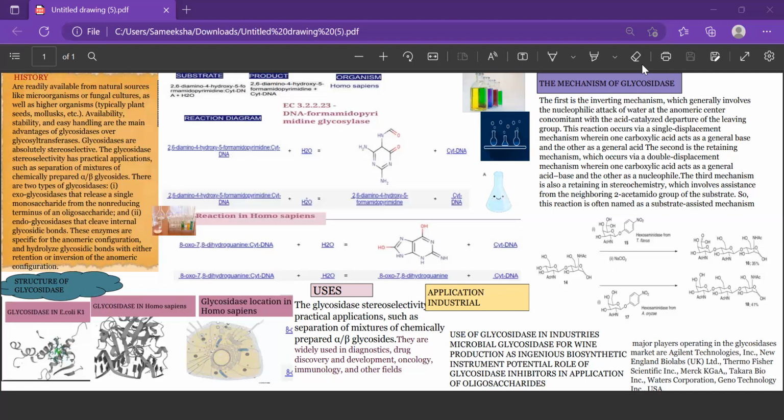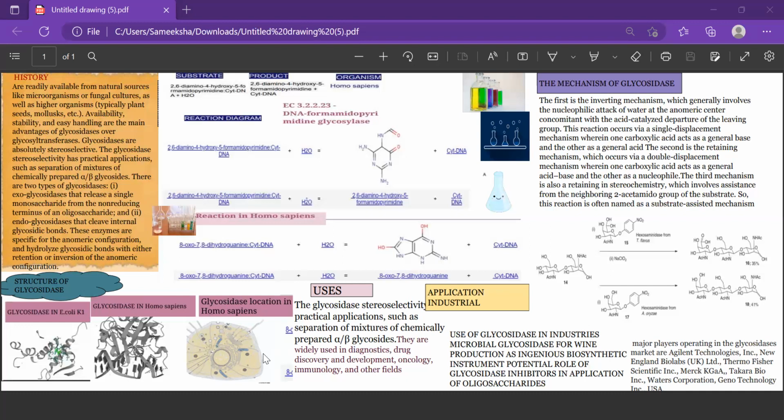And moving ahead to the structure of glycosidase. I have got this from BRENDA, wherein this enzyme is seen in E. coli, which is a model microorganism, in Homo sapiens, and then I can see, if my pointer is helping you, in Homo sapiens as well. Okay, the location as well. Most eukaryotes have this glycosidase in the endoplasmic reticulum, Golgi apparatus, and lysosomes.